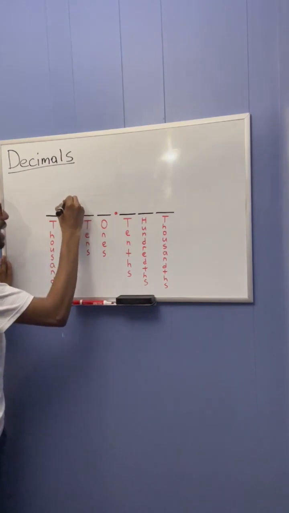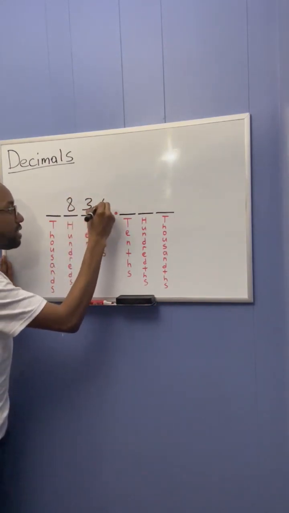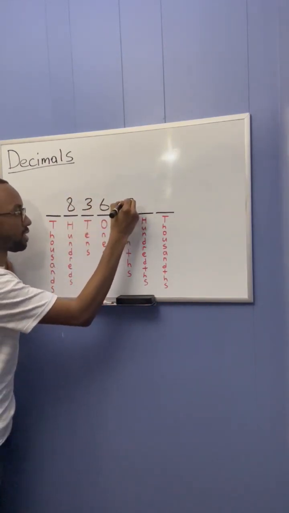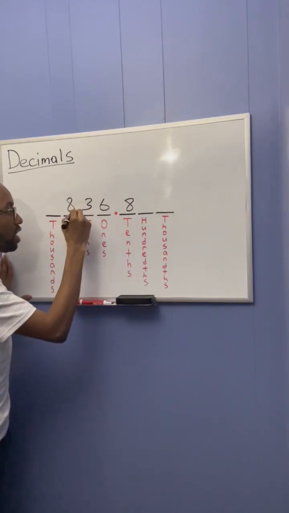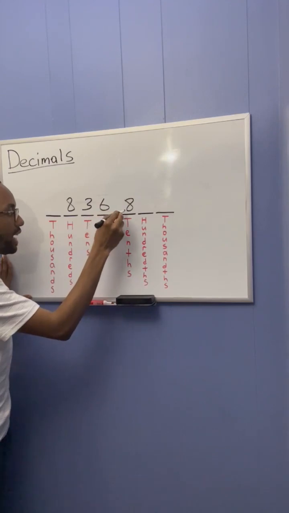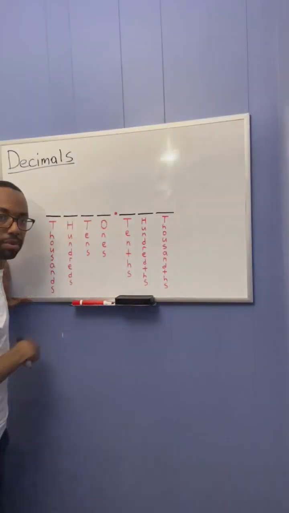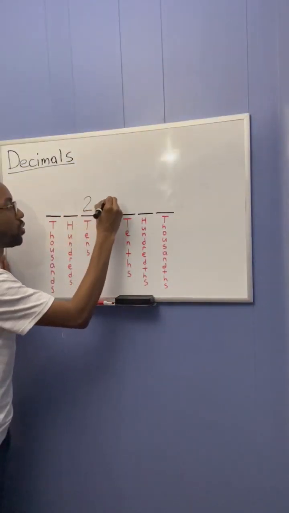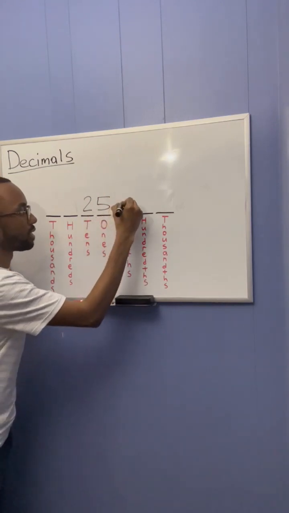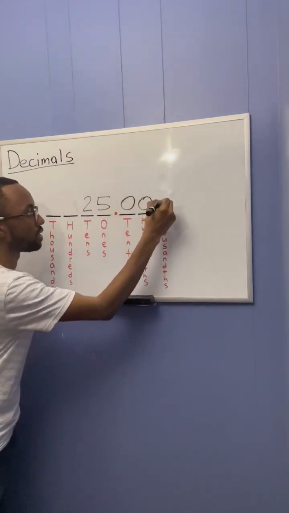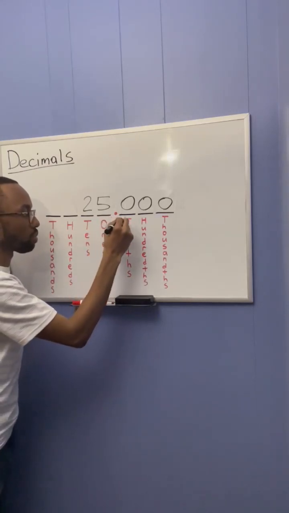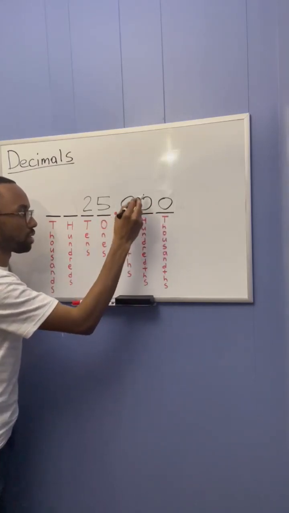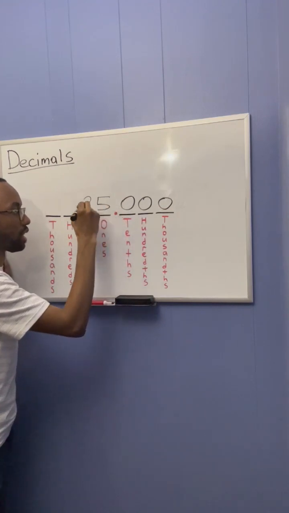Let's do another example. Here we have 836.8. This number is pronounced as 836 and 8 tenths. Here's another example. Here we have 25.000. Because each number after the decimal point is a 0, we drop these decimal places and we're left with 25.